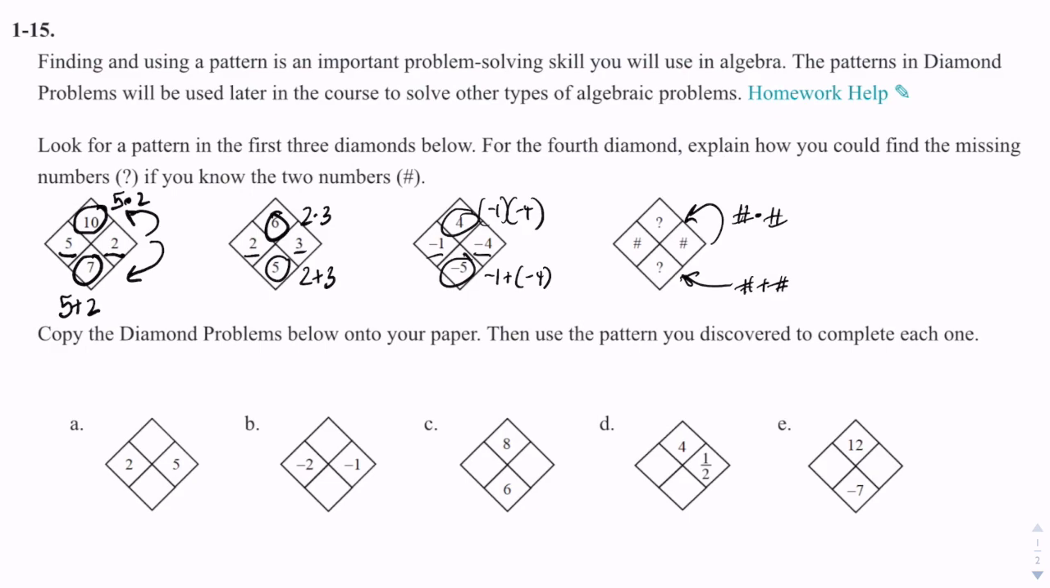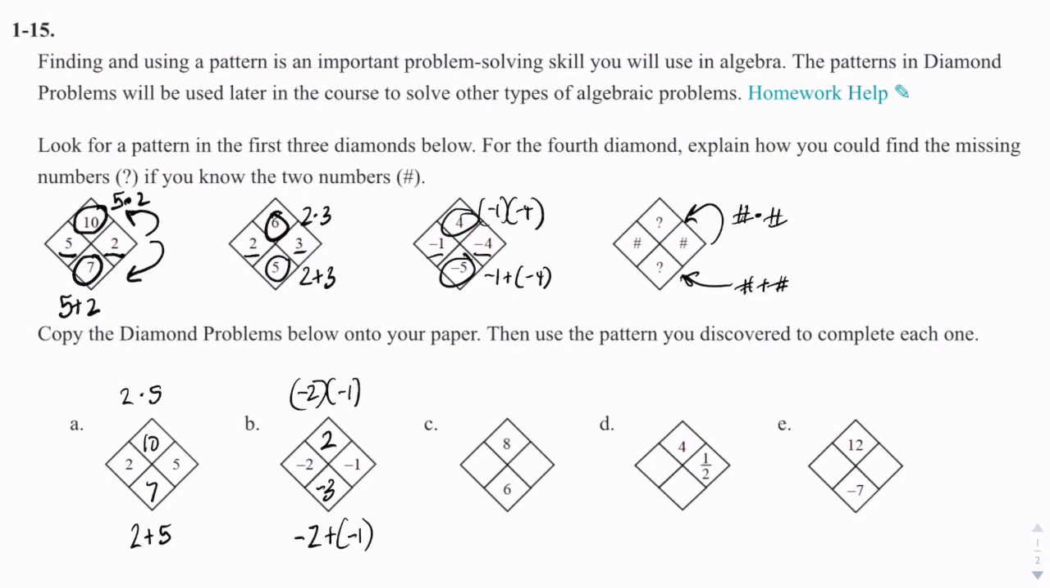Okay, so now let's fill in these bottoms. So for A, again, the bottom number I'm adding. So the bottom number is 2 plus 5, which is 7. And the top number is 2 times 5, which is 10. For the second one, the bottom number is -2 plus -1. -2 plus -1 is -3. And the top is -2 times -1. Negative times negative is +2, right?